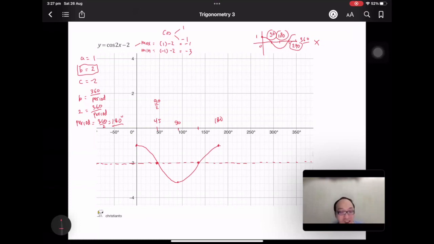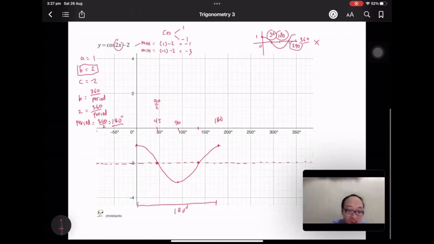Now, you can see here that the period is now reduced to 180 degrees. It's not 360 degrees anymore because of this 2x. So that means from 0 until 360 degrees, I can draw two graphs. So it will maximize again in here. And it will have the next value on the principal axis 180 degrees later. So 45 plus 180 is 225. So it's around here.